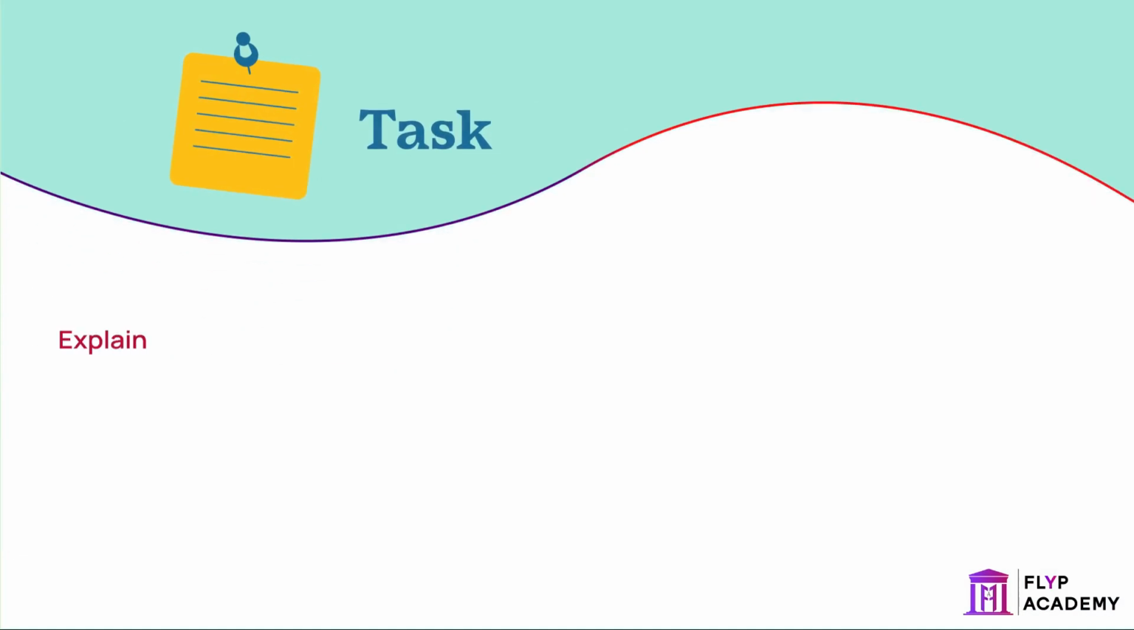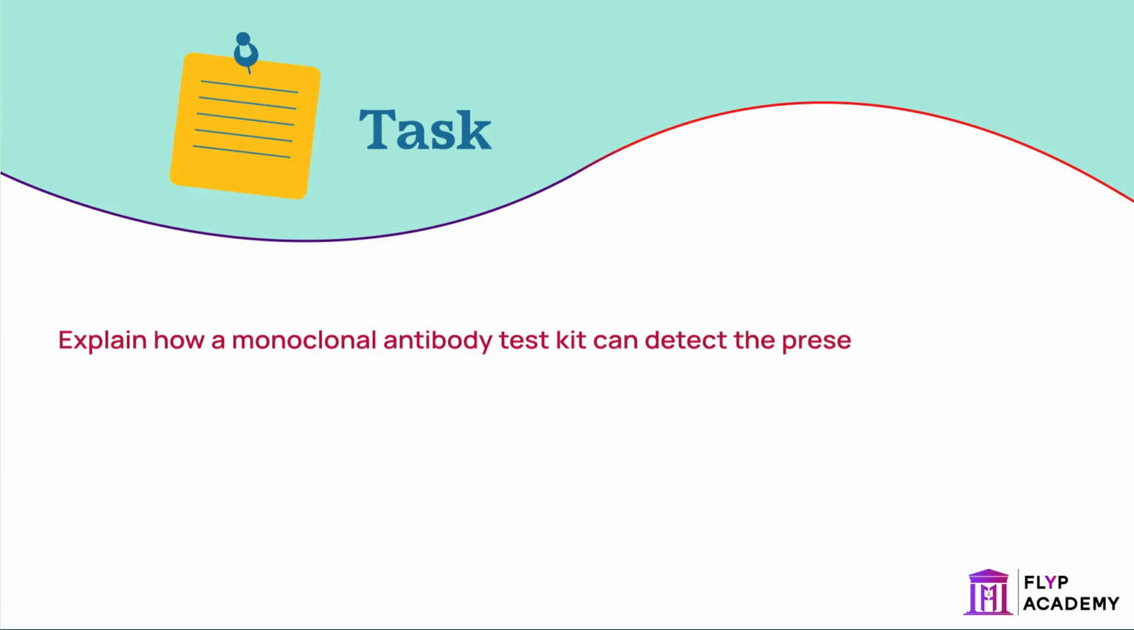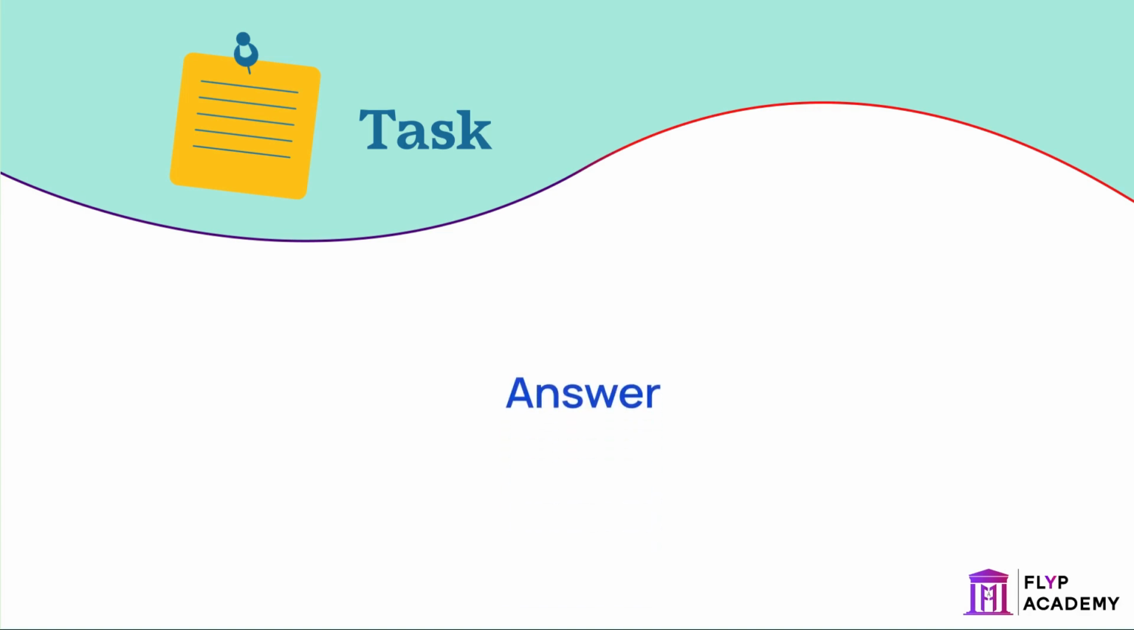Task: explain how a monoclonal antibody test kit can detect the presence of a viral infection. Monoclonal antibodies can be produced by injecting the viral antigen into a mouse, then combining a lymphocyte with a tumour cell to form a hybridoma. This can be cloned and will then produce specific monoclonal antibodies for the virus. The monoclonal antibodies can then be used to detect the specific virus.